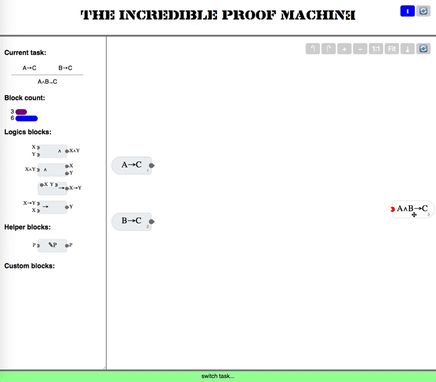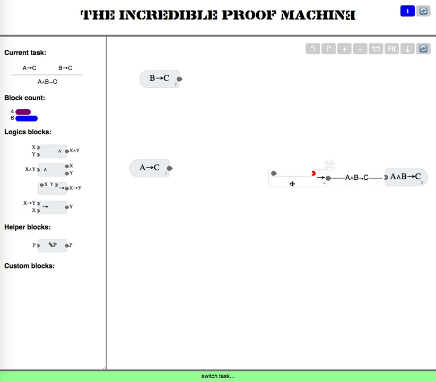So, we already know that if both of these are true, all we need is just one of these. It doesn't even matter if B is true. It doesn't matter if A is true. We could use the other one. So, yep. Let's do it.